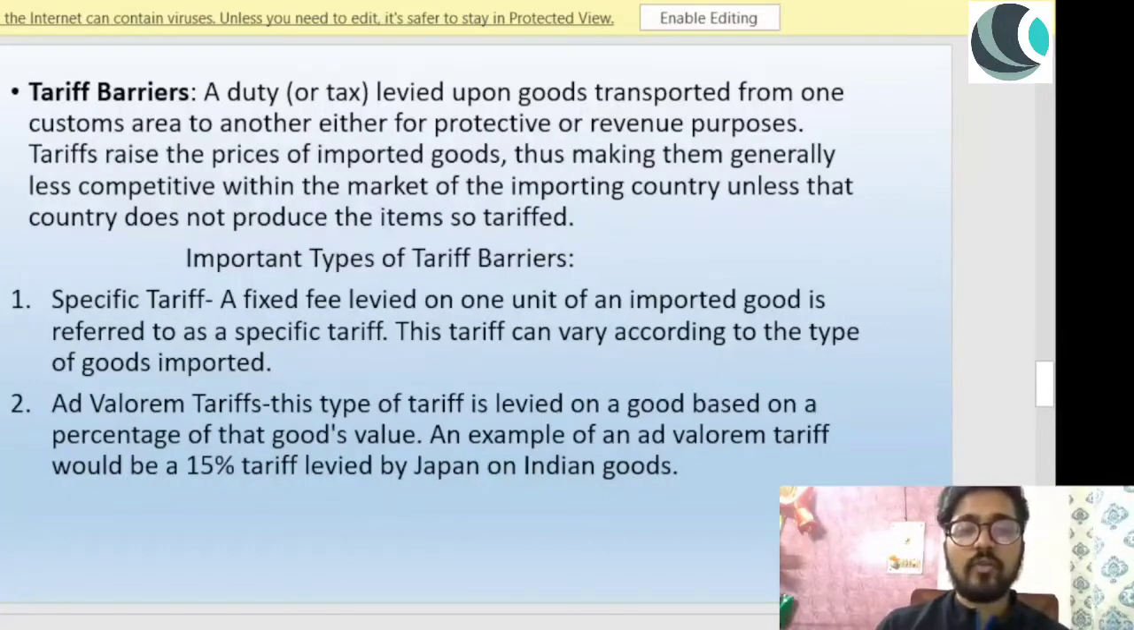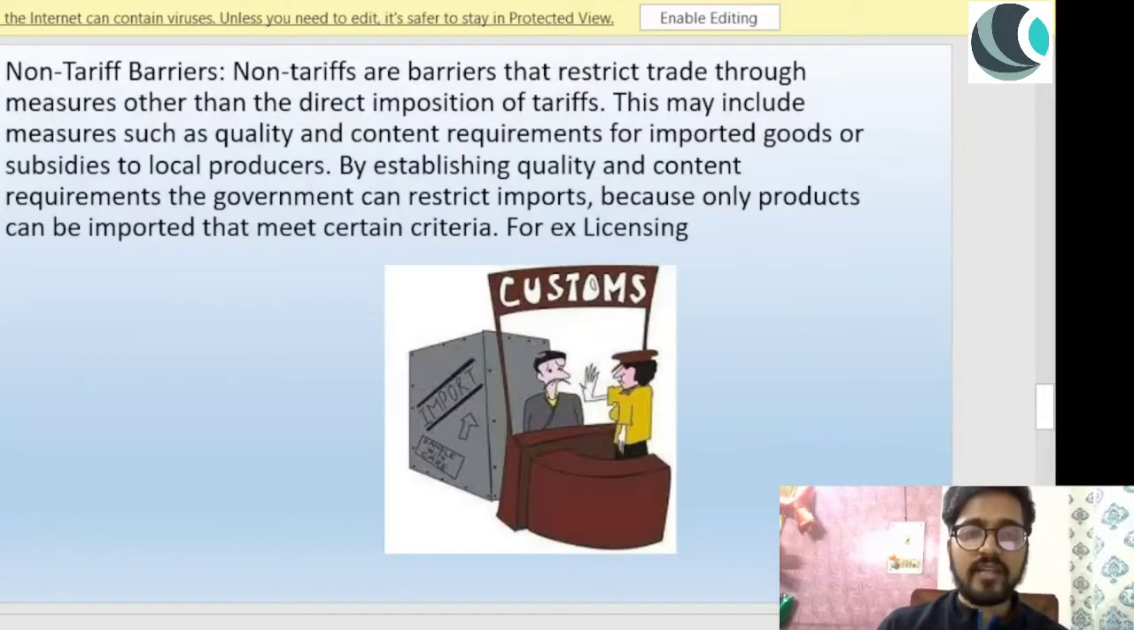Now next up we talk about non-tariff barriers, right? When in tariff barriers we discuss the duty part, right? So non-tariff barriers are barriers that restrict trade through measures other than the direct imposition of tariffs. So basically if you want to know the difference between tariff barriers and non-tariff barriers, non-tariff barriers restrict trade through measures other than direct imposition of tariffs. So all the other barriers will come under the category of non-tariff barriers.